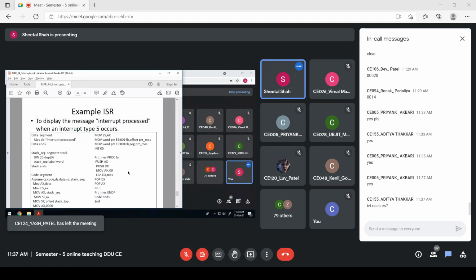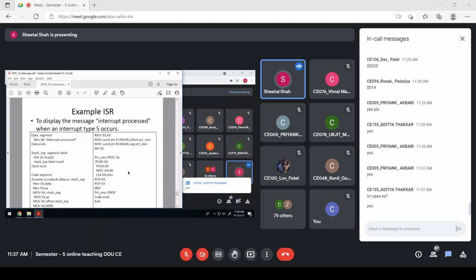Isn't it? So if I'm not using the data segment, I could have used even the DS register. No problem, isn't it? You can even use DS register. You can initialize DS register with 00. And I can write word pointer DS:14 as well as word pointer DS:16 to get the complete 20-bit address. Okay. And at these addresses, the offset value as well as the segment value of the procedure or the interrupt service routine should be written. Hope everyone is clear with this.